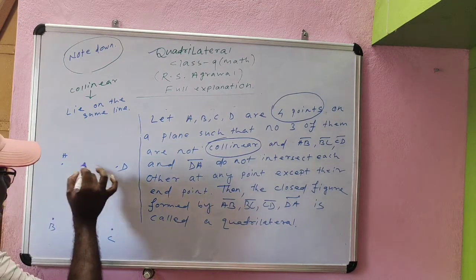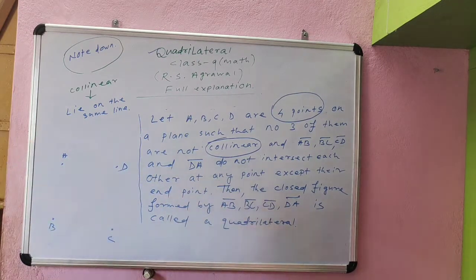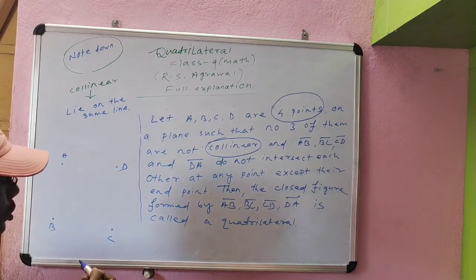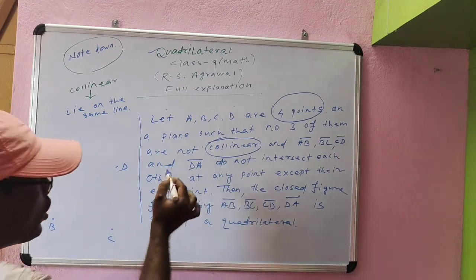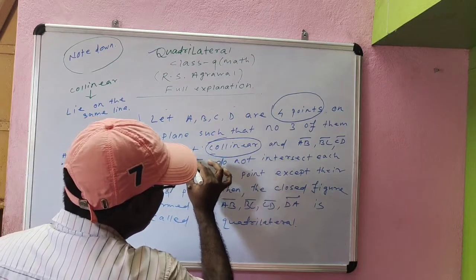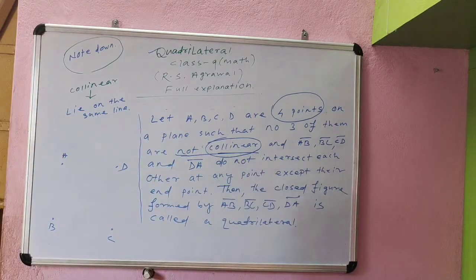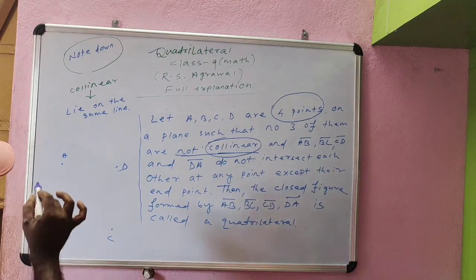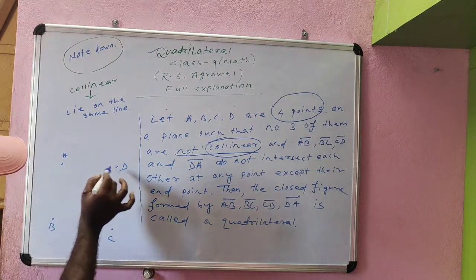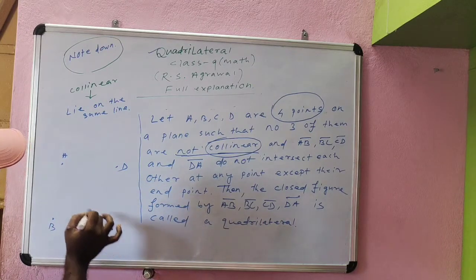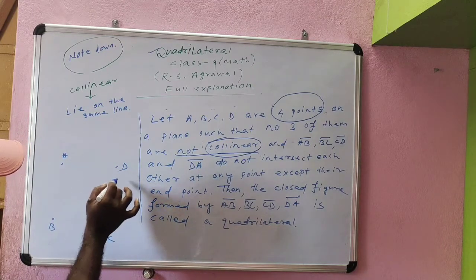Therefore, they are called non-collinear. Not collinear is the same as non-collinear. So you see that these 3 points are non-collinear. Why? Because they do not lie on the same line.